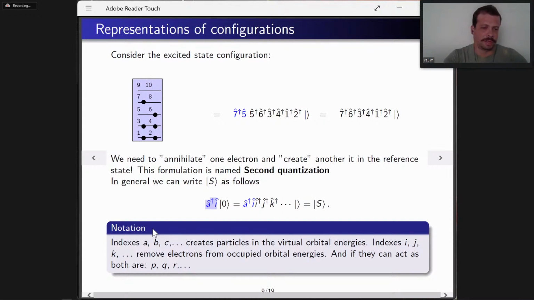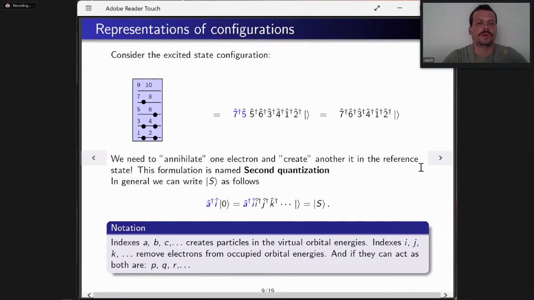Another notation note here is that the indexes A, B, and C create particles in the virtual orbital spaces. And the indexes I, J, and K remove electrons from occupied orbitals, so they create what we call holes. And if they can act as both, because we have examples where they can act as both, we use the indexes P, Q, R. So again, A, B, C, we will call particles. I, J, and K, we will call holes. It is another shortcut notation that is very useful.